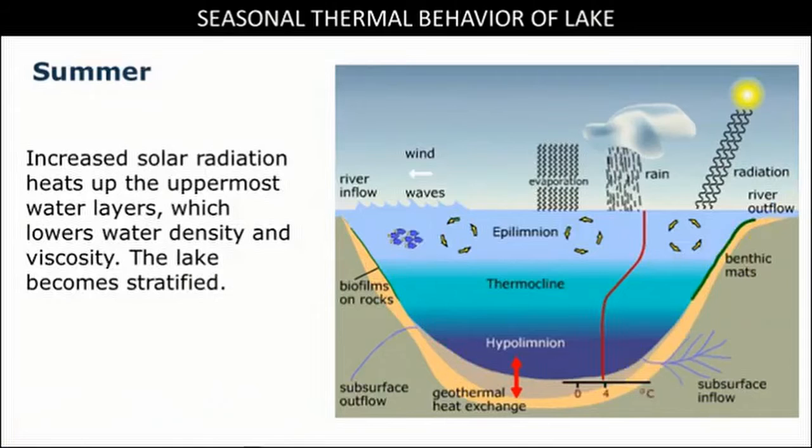Then comes summer. Summer is, you can say, the most favorable, and the different criteria and features are very much visible in lake biology or limnology, because when summer comes, the increased solar radiation heats up the uppermost layer, which lowers water density and viscosity. Then the lake becomes very well stratified.